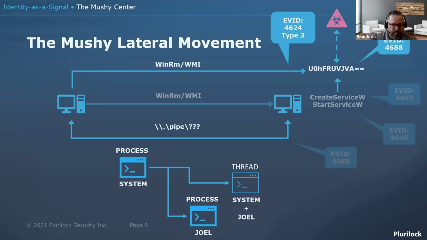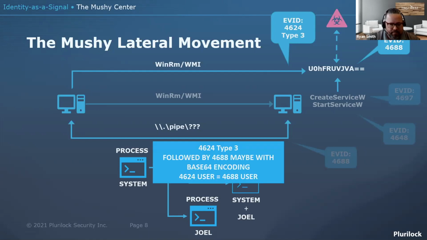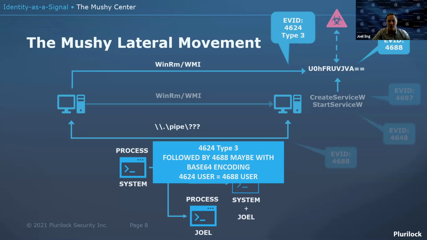So I'm not gonna lie, this doesn't leave us with a great rule. The rule I would say we have here is that we have two events, a type 3 logon followed by a process execution event that maybe has some base64 encoding, and we know that it's the same user between them. Now, again, what this will tell us is that there was some code execution in your name somewhere, which is in itself not actually a terrible signal to go with. But the thing is, we're going to run into some false positives.